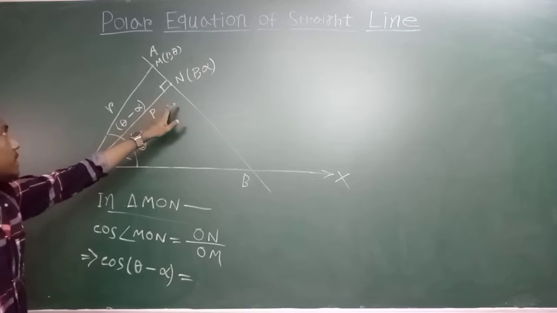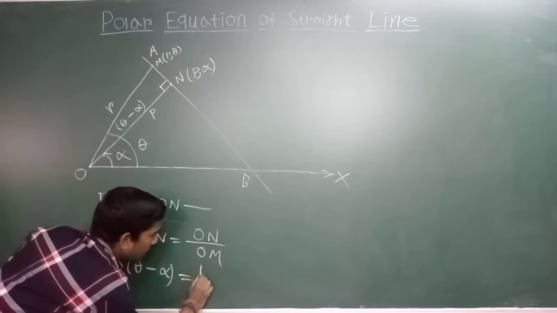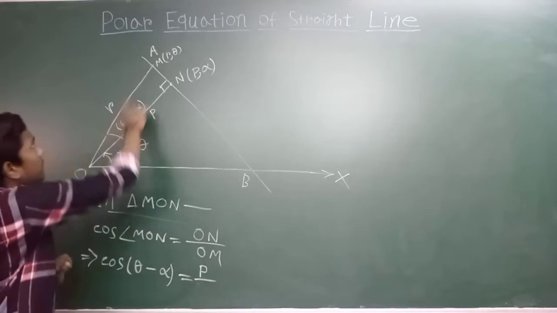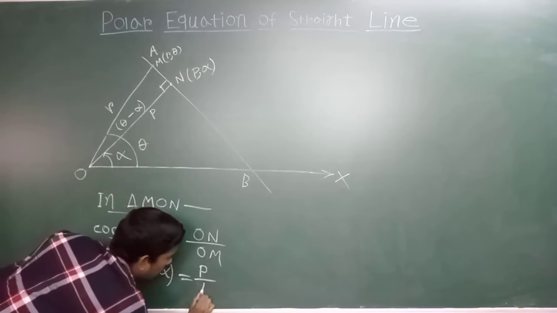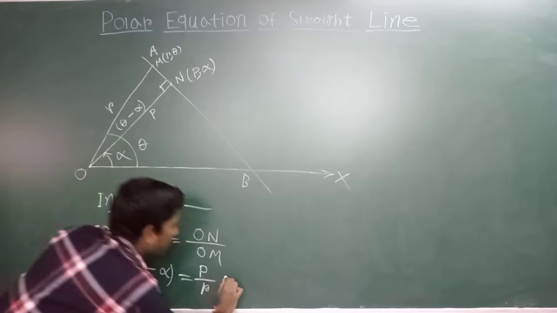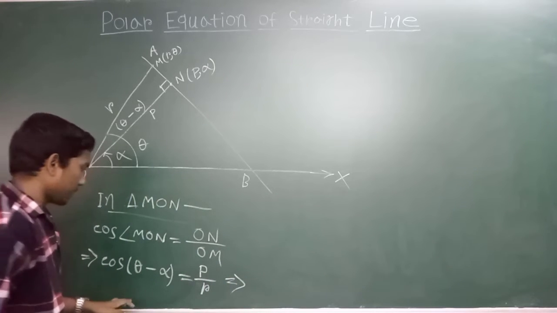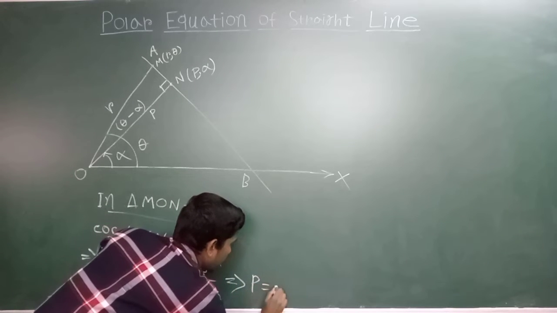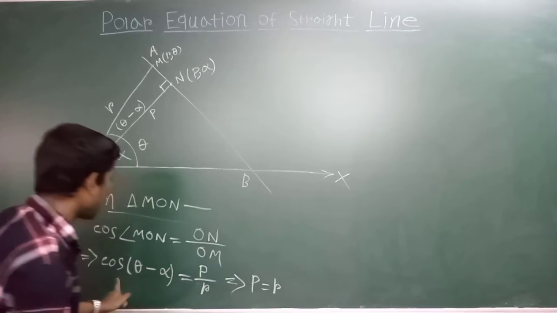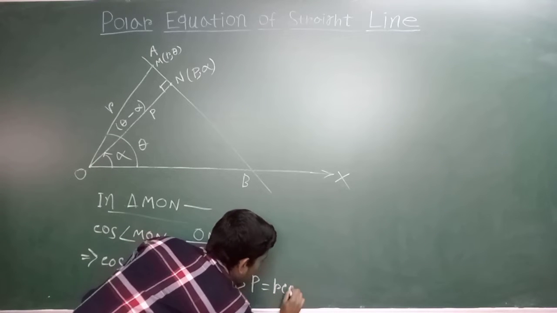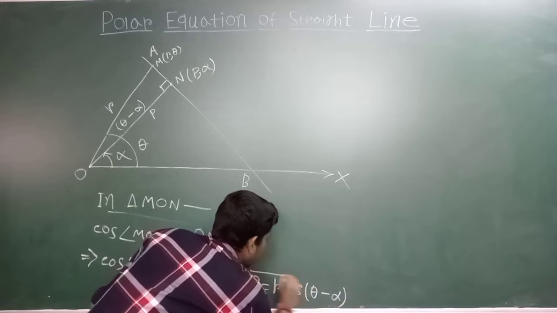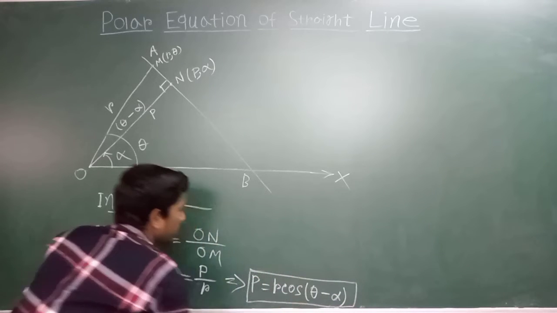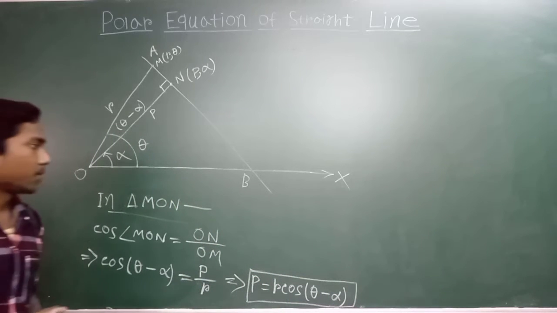Now ON is this length, which is given as P units, and OM is this length, which, we know by the coordinate of M, is r units. So from here we can write P is equal to r into cos of theta minus alpha. So this is the required equation of a straight line in polar form.